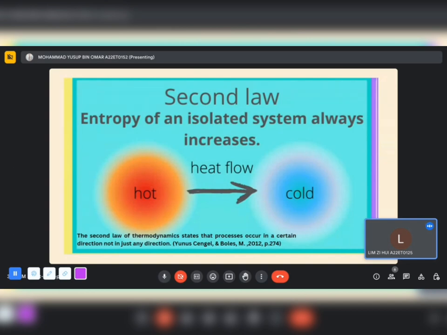We're moving to this slide that explains the second law of thermodynamics. The second law of thermodynamics states that processes occur in a certain direction, not in just any direction. In this experiment, we are only focused on heat energy. We believe that hot regions will pass their heat energy to the cold region.